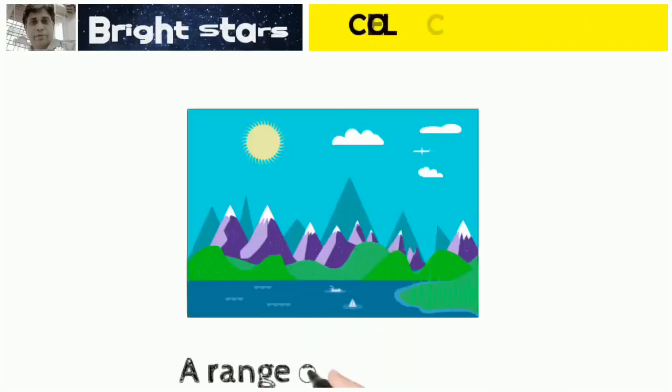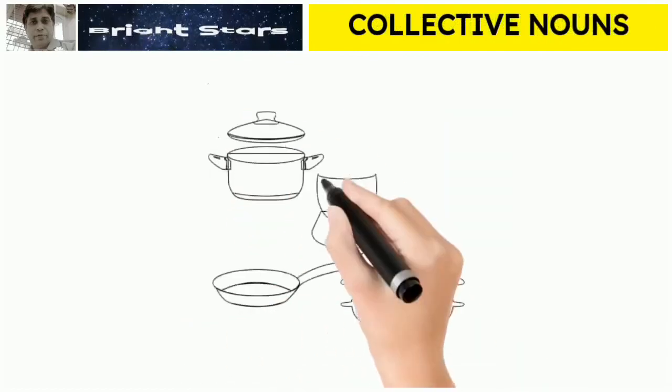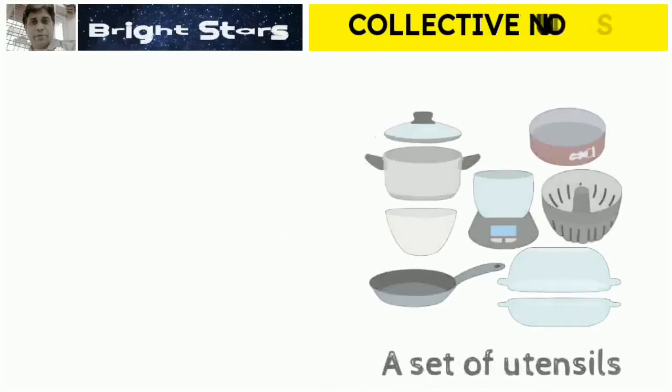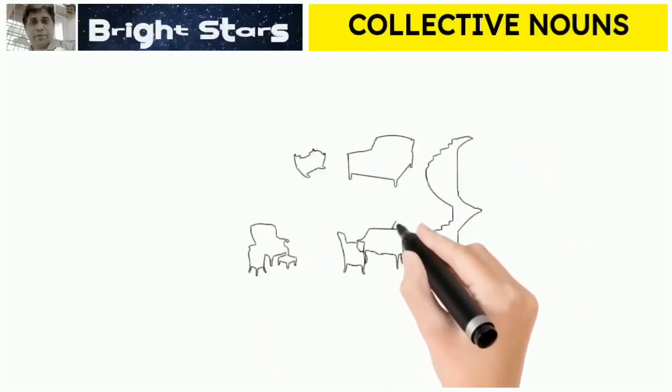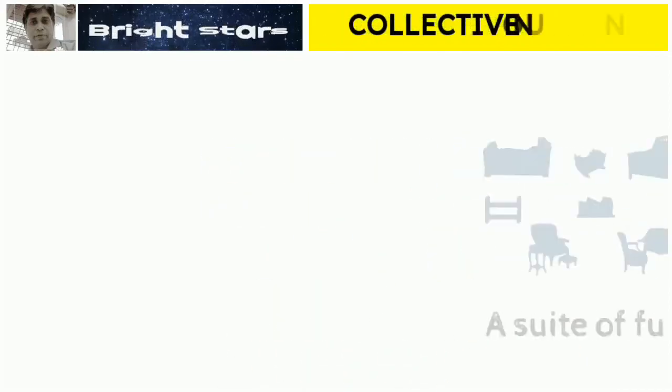So many hills and mountains, a range of mountains. Next one is household articles, a set of utensils. Next, what is this? A suit of furniture.